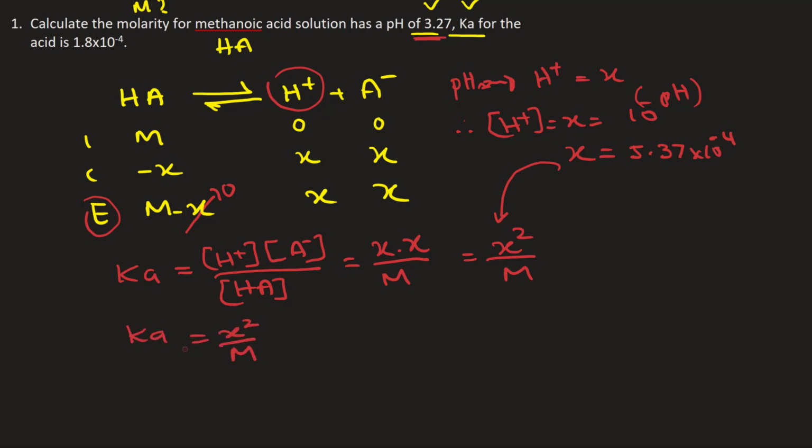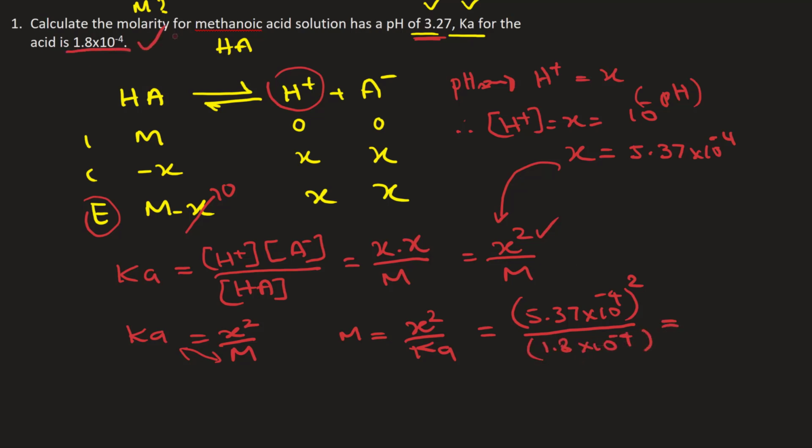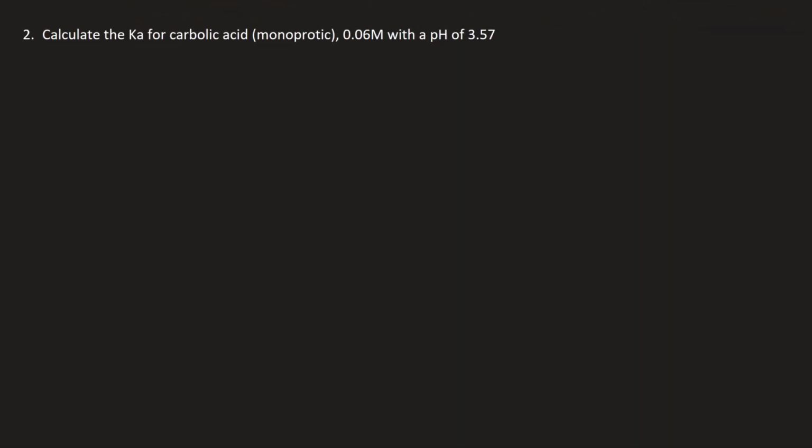Now you plug into the x squared, so Ka is x squared over M. Cross multiplication here, and you get M is x squared over Ka. We need M, so therefore 5.37 times 10 to the minus 4, squared, divided by the Ka, and then plug and chug, right? So let's see what we get. Yes, so 1.6 times 10 to the minus 3.